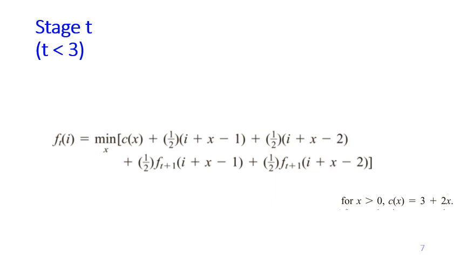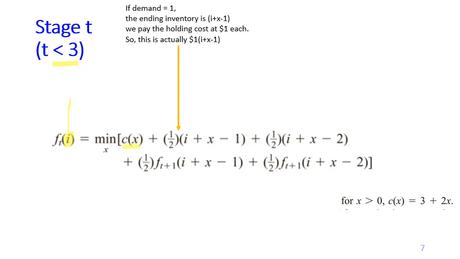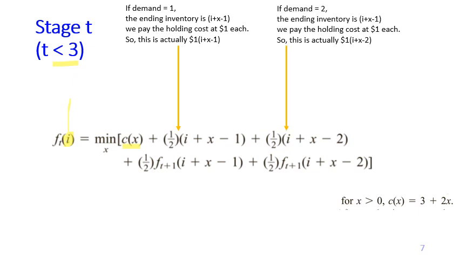Same as before, we begin this month with the beginning inventory I, and then we are going to minimize the cost. The difference here is that before month 3, we do not have the salvage value. So we do have the production cost, same as before. We do have the inventory cost if the demand is 1, if the demand is 2. I'm sorry, there's a typo here. It should be I plus x minus 2, like this, okay? And same as before, you multiply each of these with the probability of the event happening. Probability of the demand equals 1. Probability of the demand equals 2.